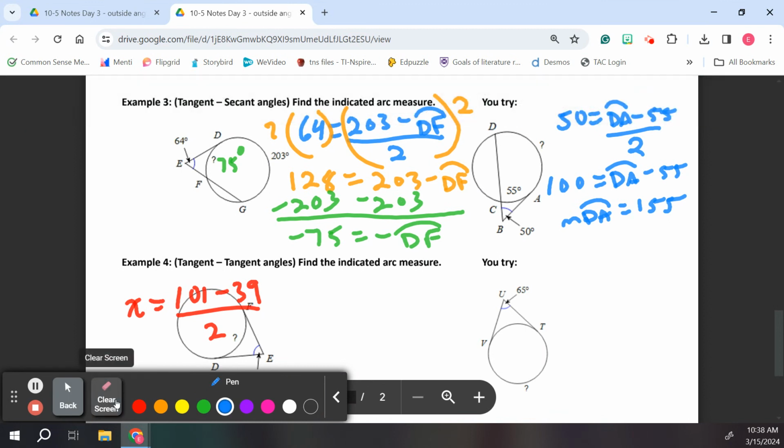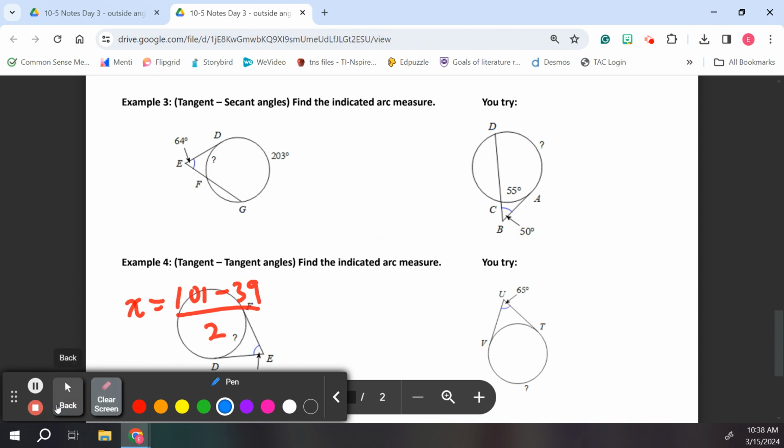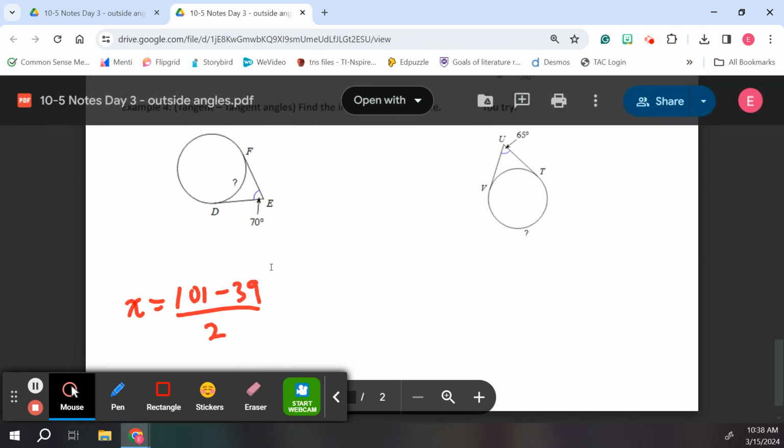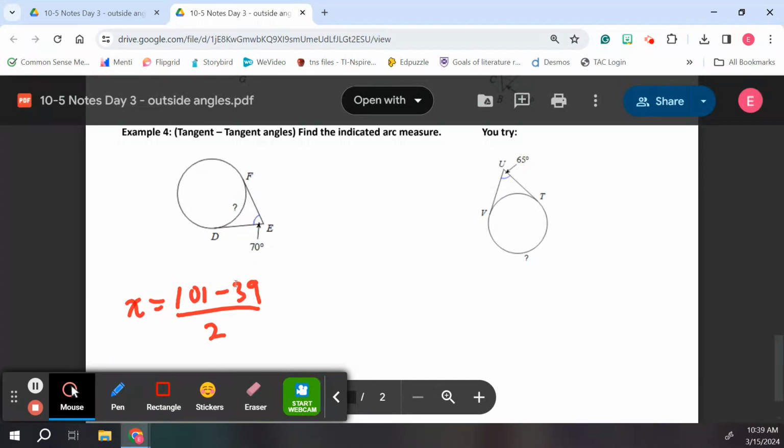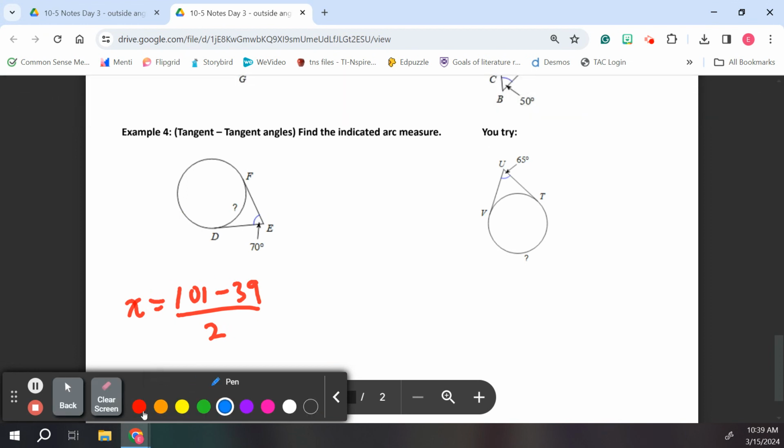Okay, anybody still writing it down? I'm going to erase. Okay. And the last example, tangent. I'm going to go purple.